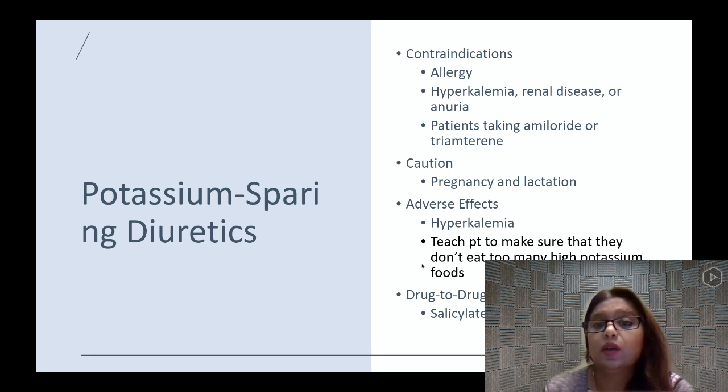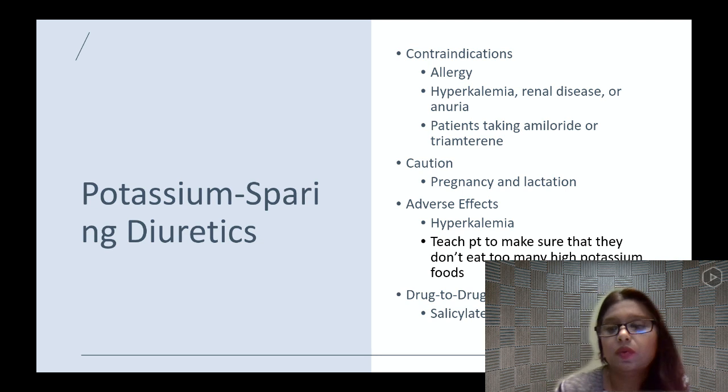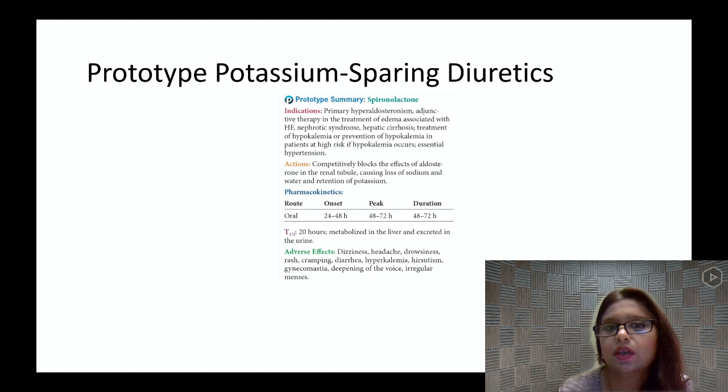Okay, adverse effect. What adverse effect could it cause? It could cause hyperkalemia. Potassium levels could go up with these medications. So we monitor potassium levels and we don't encourage them to eat high potassium foods.